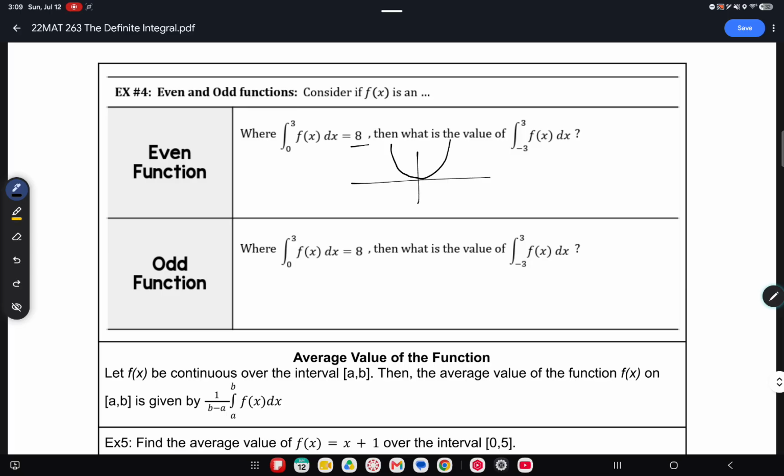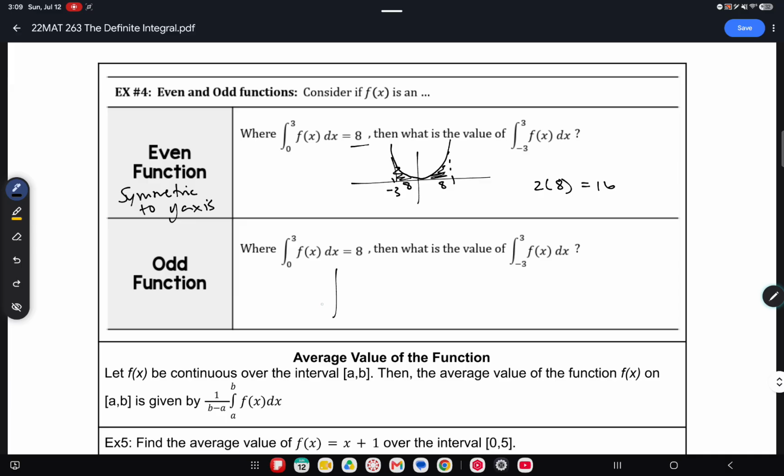And the property for even functions is that they're symmetric to the y-axis, right? So if I'm going from 0 to 3, and that area is 8, if I'm going the same distance the other way, I'm going to have the same area. So it's the same. So 2 times 8 is going to be 16.